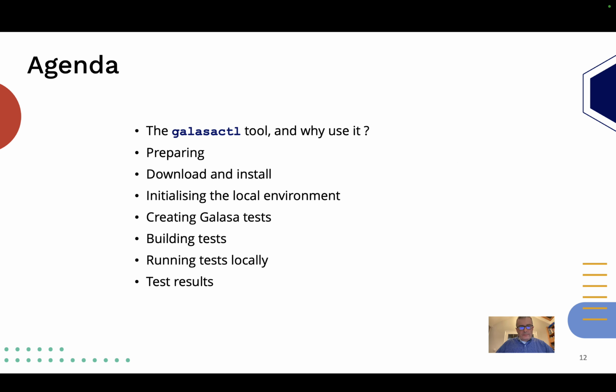So we've gone through explaining what the Galasa tool is and why you want to use it, what it does. We've prepared our environment, downloaded and installed the Galasa control tool. We've initialized our local environment to set the scene for creating Galasa tests. We generated some very simple tests that don't do a lot, but it's a good jumping off point. We built those tests, we ran them, and we looked at the test results. So that's a brief run through of the Galasa control tool and what you can do with it.